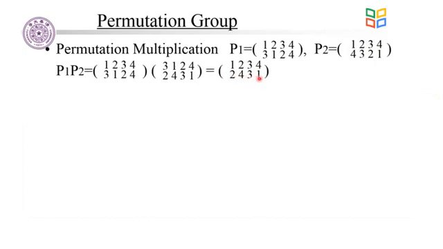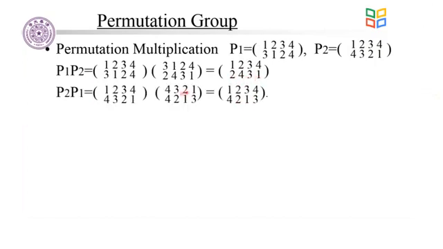And this time we look at it the other way round. For example, we operate P2 first, then P1. What will be the result? If we operate P2 first, 1, 2, 3, 4 will be transformed into 4, 3, 2, 1. And then we apply P1 following the sequence 4, 3, 2, 1. 4 is transformed into 4, 3 is transformed into 2, 2 is transformed into 1, 1 is transformed into 3.